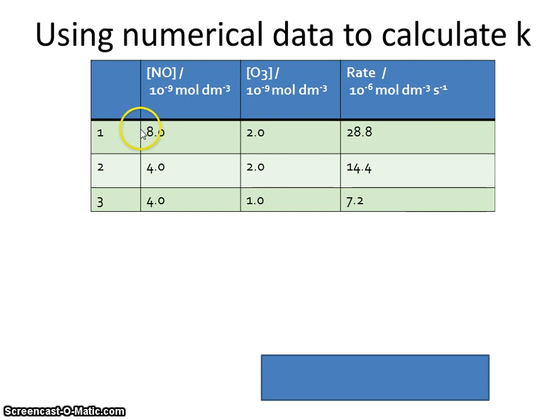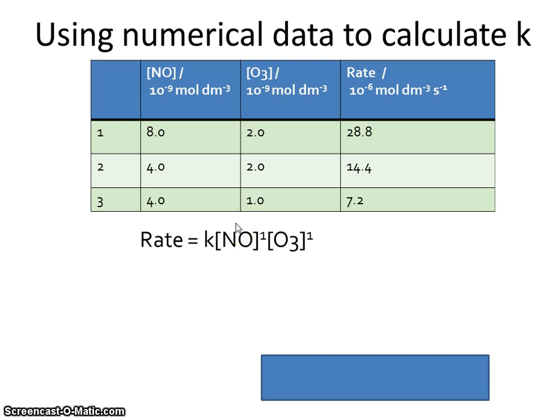You need to be aware of the fact that the number 8.0 here for the concentration of nitrogen oxide really means 8.0 times 10 to the minus 9. Similarly, the rate here is 28.8 times 10 to the minus 6. It's very easy to forget those numbers when you are putting numbers into the rearranged equation for k, which we will do in a second. So, you might be told, for example, that the rate of this reaction depends on nitrogen oxide and ozone concentration according to this rate equation.